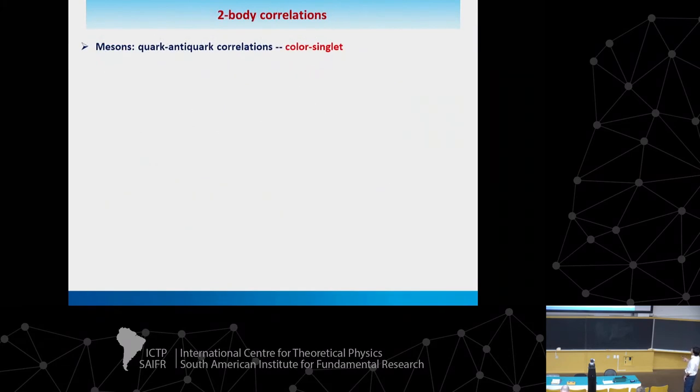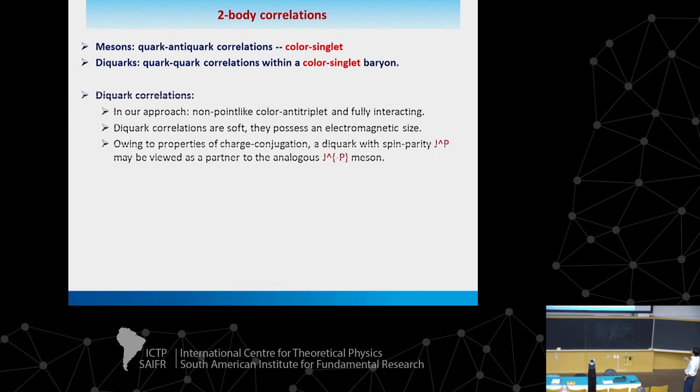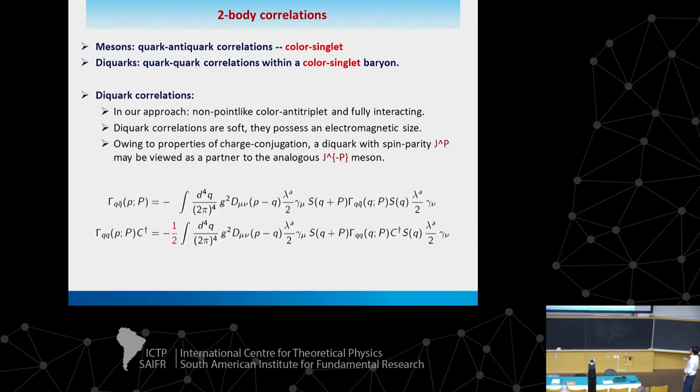We know that mesons are quark-antiquark correlations. It is a color singlet. And inside baryons, we also have quark correlations in color-singlet baryons. We call them diquarks. The diquark correlations in our approach are non-pointlike, color antitriplet, and fully interacting. Diquark correlations are soft, with an electromagnetic size, and they respect the properties of charge conjugation. A diquark with spin-parity J^P may be viewed as a partner of the analogous J^P meson.